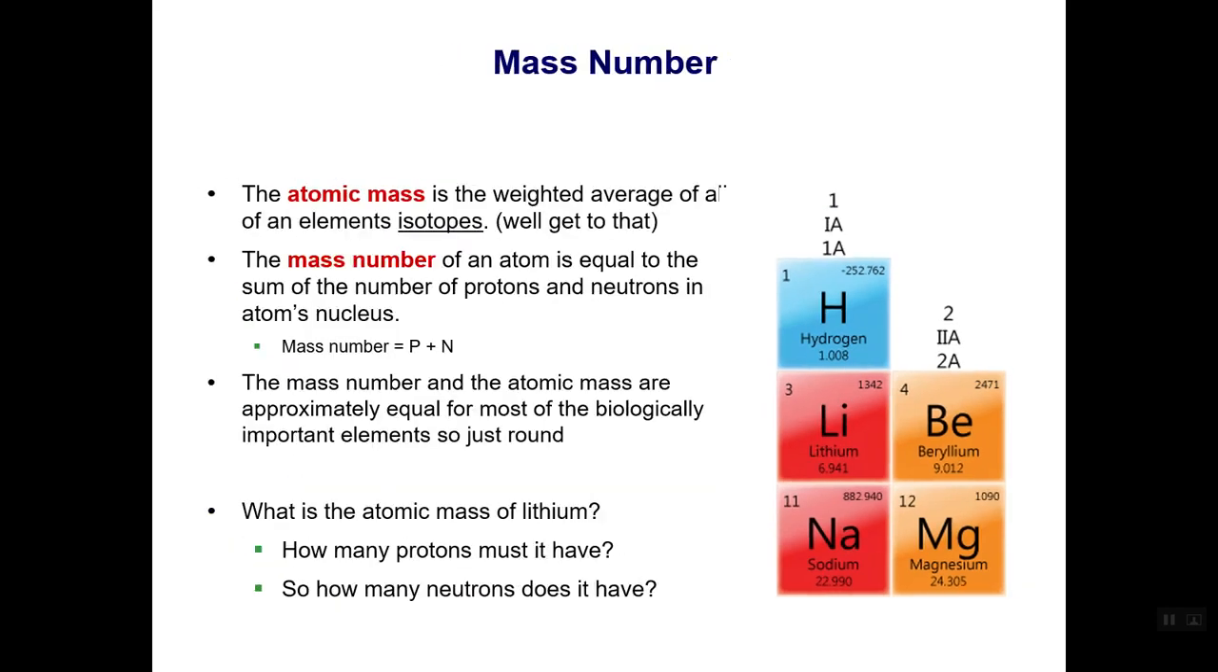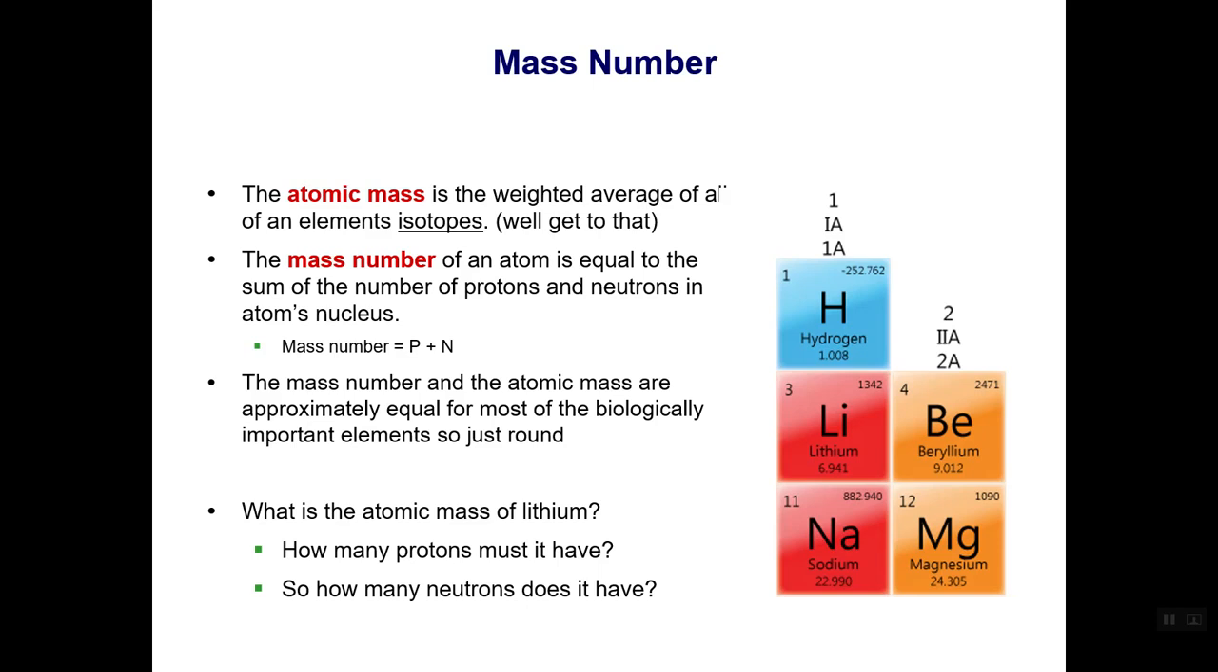Okay, so that was atomic number. Next, we're going to look at mass number and atomic mass. The atomic mass is the weighted average of all of an element's isotopes, and we'll get to what isotopes means in just a minute. That number is located here at the bottom. So the atomic mass of hydrogen is 1.008. The atomic mass of beryllium is 9.012, etc. And again, those numbers represent the weighted average of all of the element's isotopes.